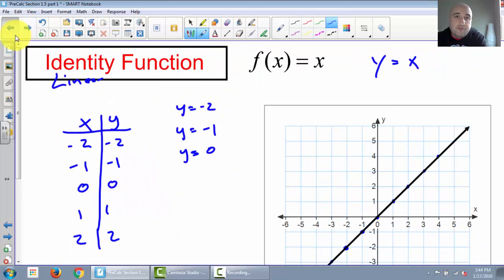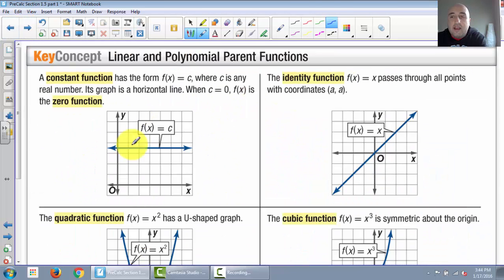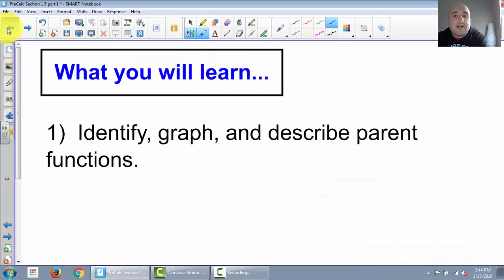All right, so hopefully these parent functions make sense. They're the simplest graphs, and these are just charts to kind of explain them a little bit further, a little more complicated as well. But that's section 1.5, part 1.